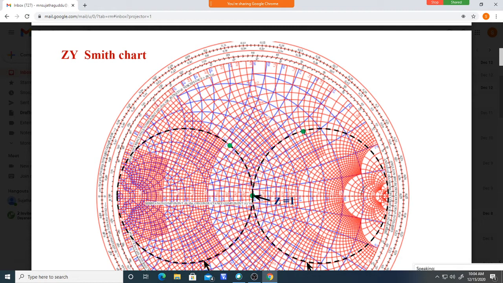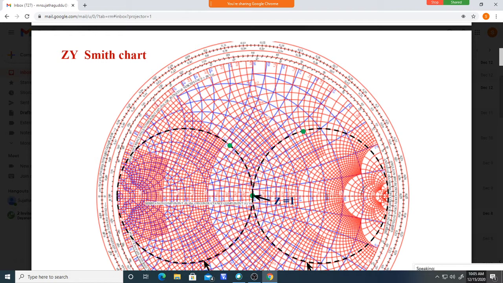This is the point where we are finding the admittance. How do you find that? You should see the conductance circle passing through this point and note down the value of that conductance circle, because every conductance circle has a particular conductance value. Every conductance value forms a circle on the Smith chart. So this is the conductance circle here, passing through this particular point, and you should note down its value.